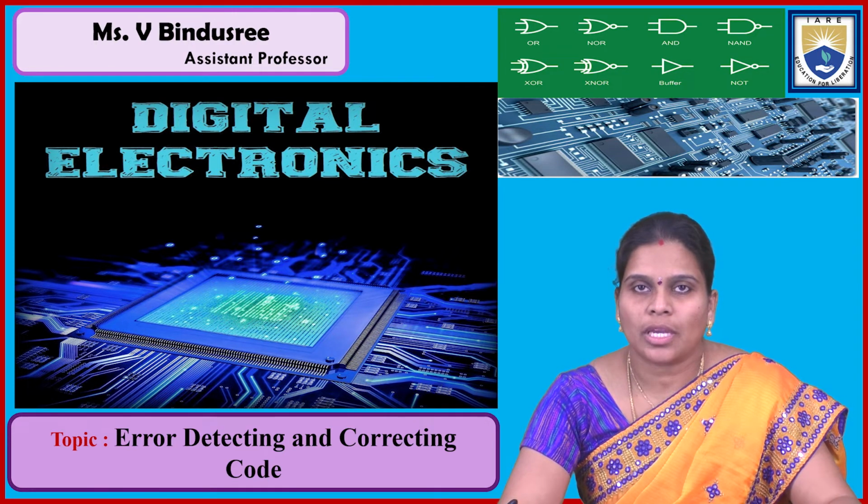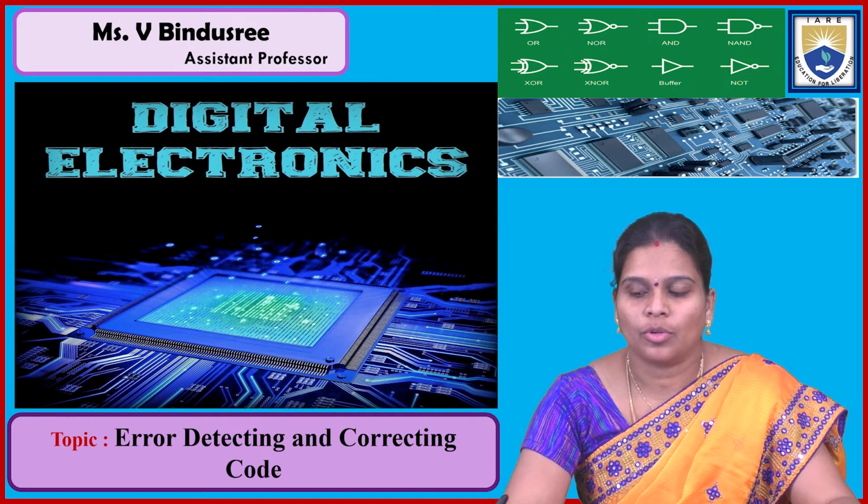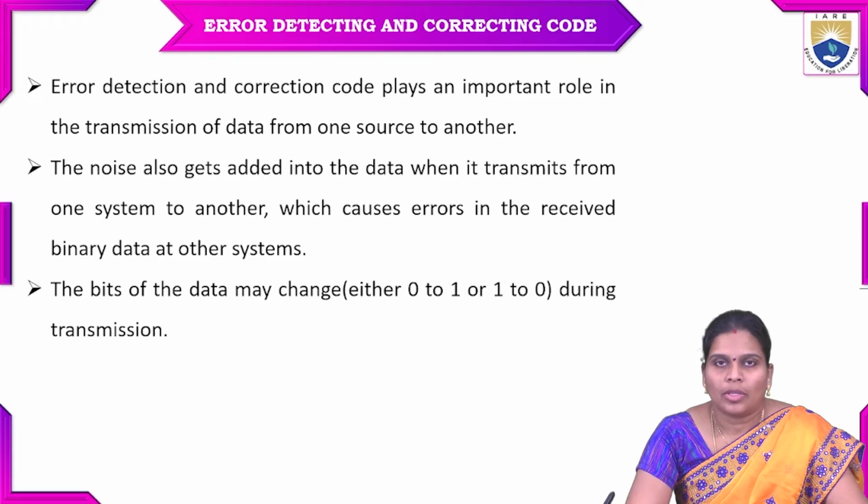Today, we'll discuss the error detection and correcting code, Hamming code and parity codes. In the Hamming code, we have the error detection and correcting code. Error detection and correction codes play an important role in the transmission of data from one source to another.